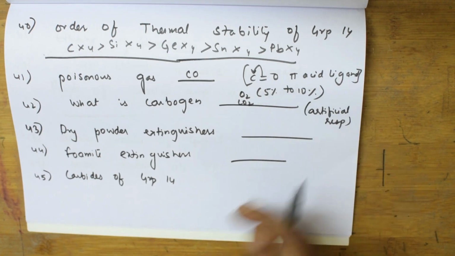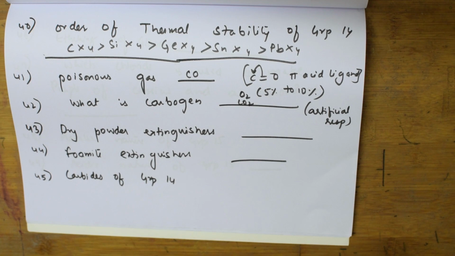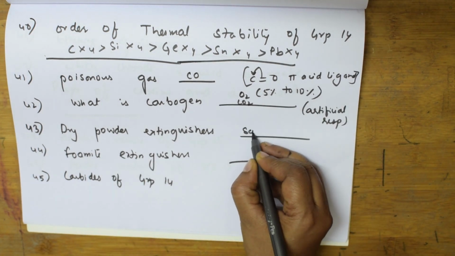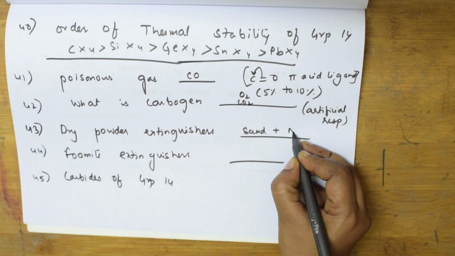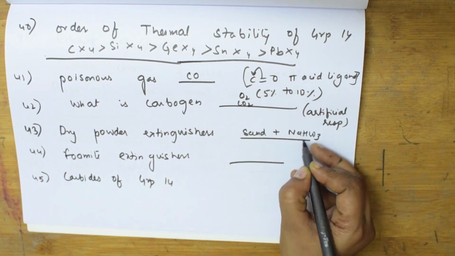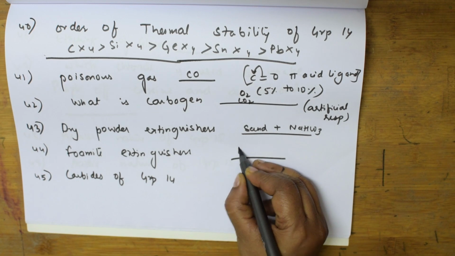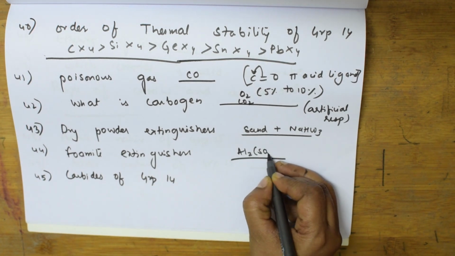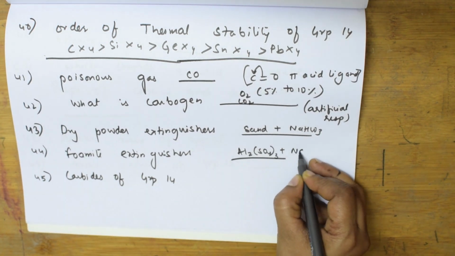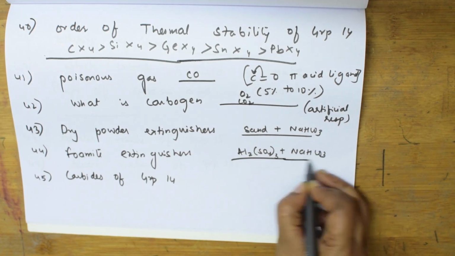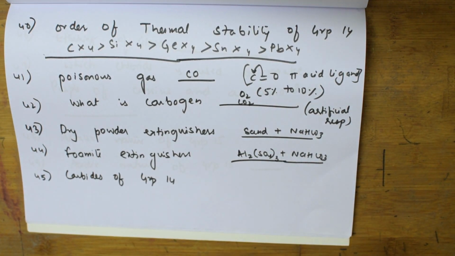Right. Remember. Next, dry powder extinguishers. What is a dry powder extinguisher? Basically, it is a combination of sand and baking soda. Remember. Next, foam extinguishers. A foam extinguisher is a combination of aluminium sulfate and sodium bicarbonate.